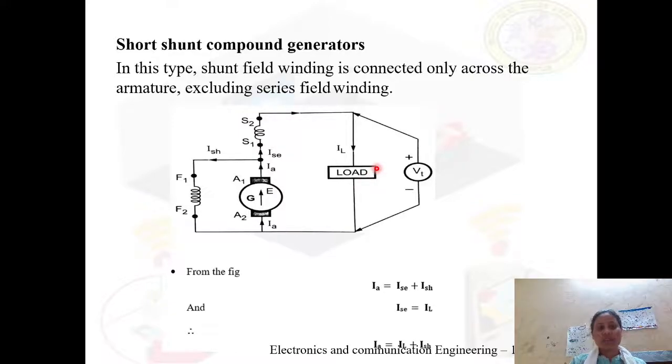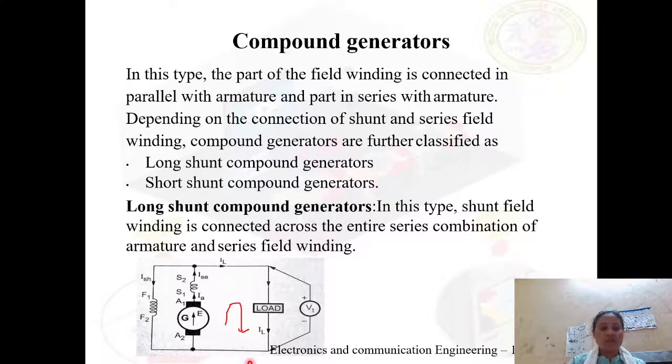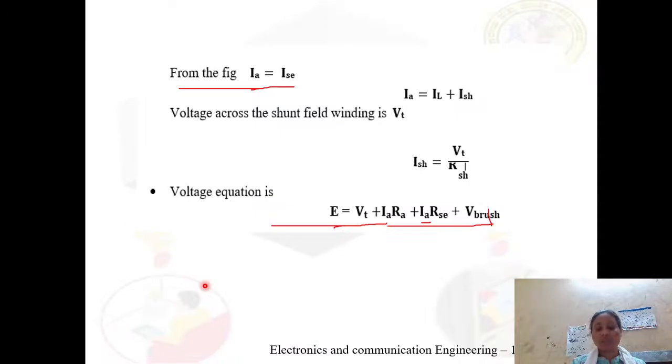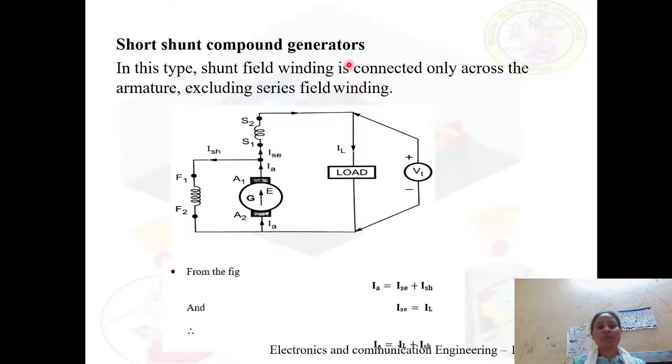Observe the difference. In long shunt, the field winding is connected to the series combination of the armature and the series field winding. But here in the short shunt compound generator, the field winding is connected to the parallel combination of the parallel field winding and the armature. Okay, so we can now observe the current and voltage expressions in this circuit.